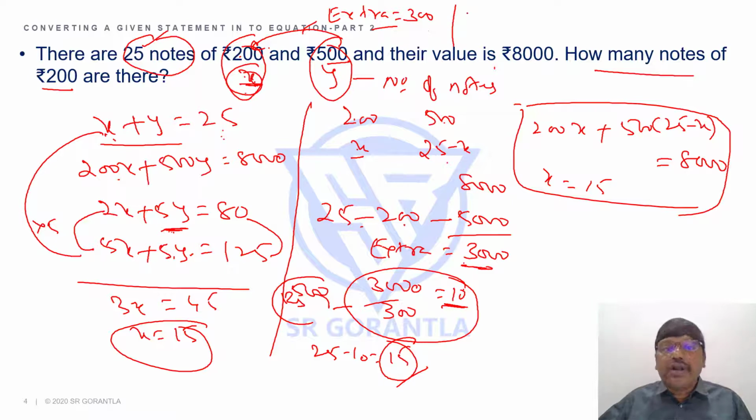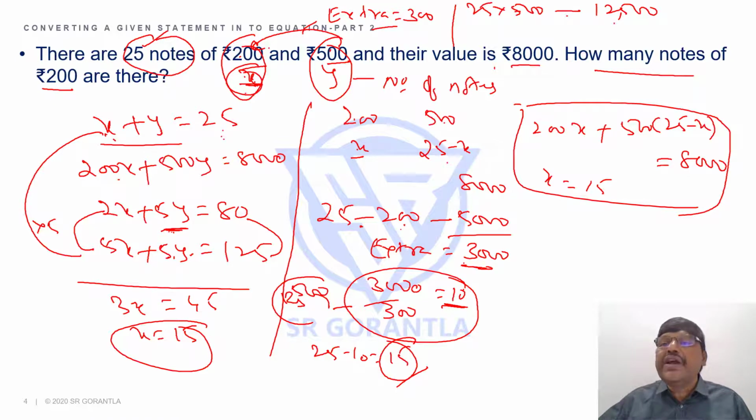If I take all 25 notes to be 500, my answer will be 12,500. 25 into 200 is easy, that's why I started saying 25 into 200. If all 25 notes were to be 500, the value should be 12,500.